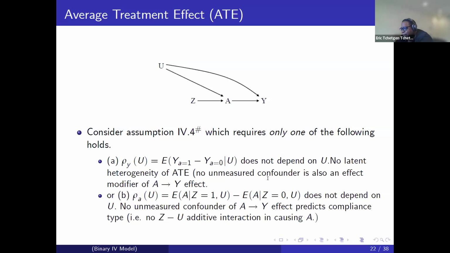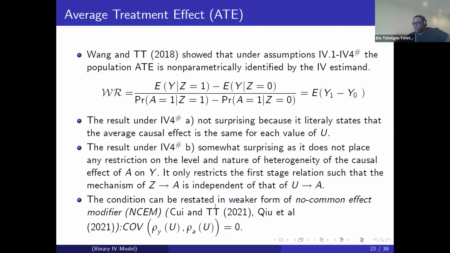Or B, that the additive effect of Z on the treatment does not depend on U. So this is, again, a no interaction assumption similar to the multiplicative model, but now on the additive scale for the treatment. So no unmeasured confounder of the effect of A on Y that predicts compliance type, essentially, is one way you might consider thinking of this. Then in a paper back in 2018 with Linbo Wang, we showed that under assumptions IV1 through IV3, so you have a valid IV, and now this IV4 assumption of no additive interaction in the first stage, the population average treatment effect is nonparametrically identified by the IV estimand, the Wald ratio.